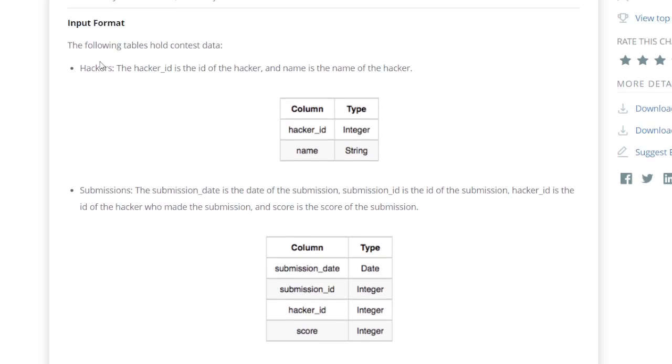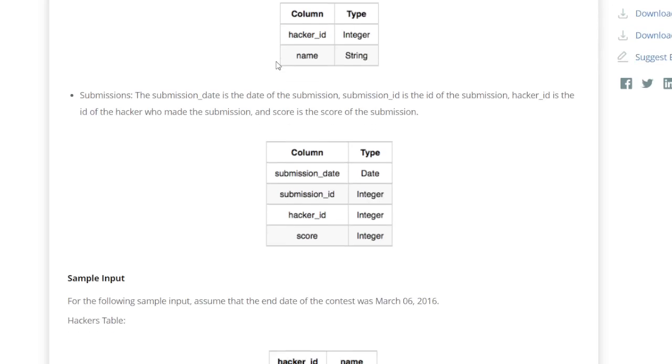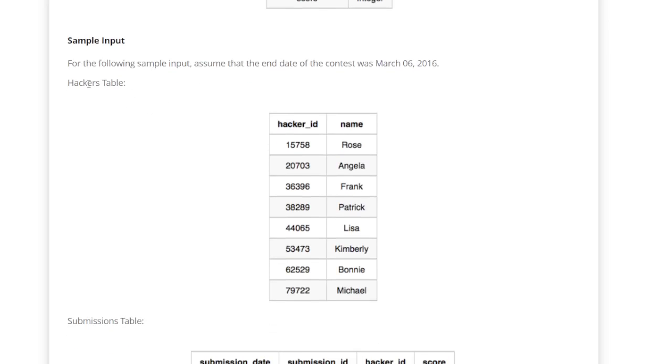So they have given us the input format where we have hackers table and this submissions table. So in hackers table I have these two columns, that is hacker ID and name. Hacker ID is the ID of the hacker and name is the name of that hacker. Okay, very simple. Now in submissions table I have four columns, that is submission date. So when the hacker has made the submission, that date is present in this submission date. And submission ID is the ID of the submission. Hacker ID is the ID of the hacker who made the submission, and the score is the score of the submission, right? Now they have given us the sample input as well.